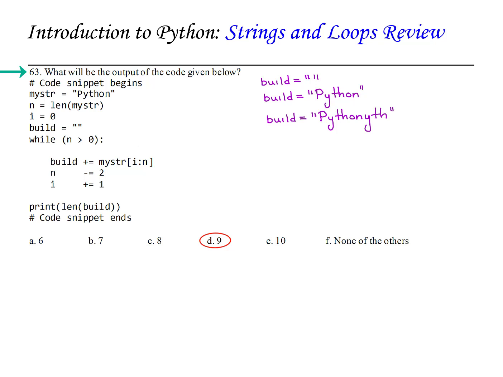So the first slice is 0 through the length of the string, which is the whole string Python, and then decrease n by 2, increase your I, come through the loop. Now we're taking the slice 1 through 4, and that of course gives me a string of length 3, YTH, and then the next time through n is 0, and then that's what Python is. It has 9 characters.